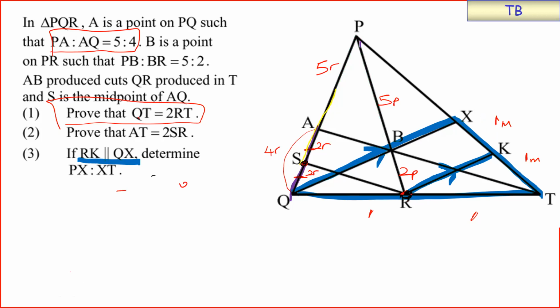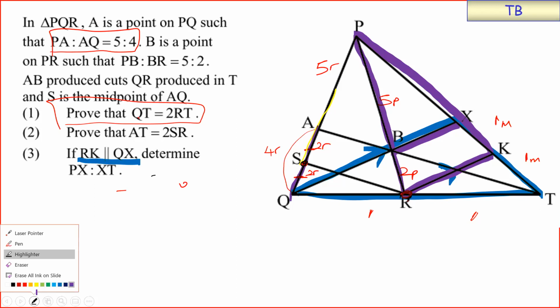So I don't know what PX is, all right? So if we look at this triangle here, the purple, wouldn't XK equal 2M because of the parallel lines? Then KT also equals 2M because of the midpoint. XK is equal to 2M, but we said XK was 1M. It's a ratio 1:1.